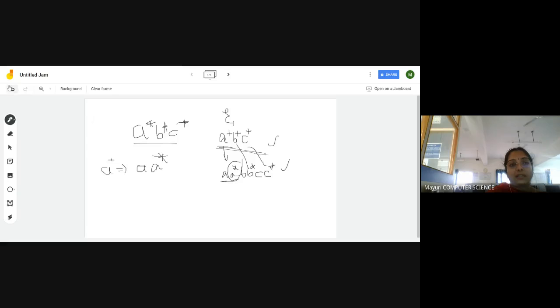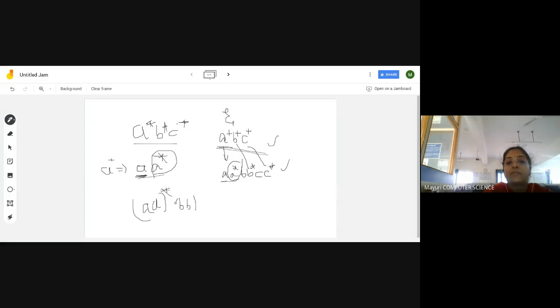Even number of A's. For even, the minimal length could be either 0 or 2. Don't just say A star is even, because if I take epsilon, this will be length 1, which is not even. So even number of A's means (AA) whole star. Even number of A's followed by even number of B's.